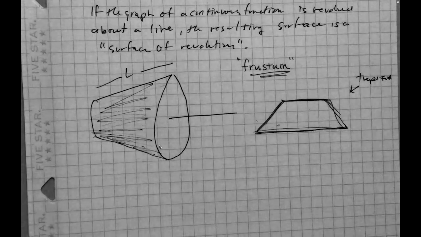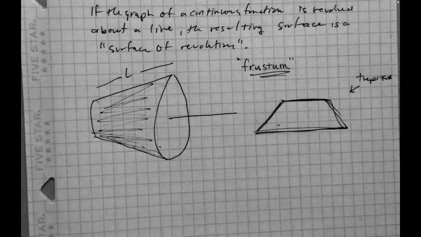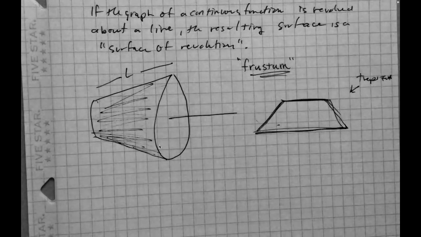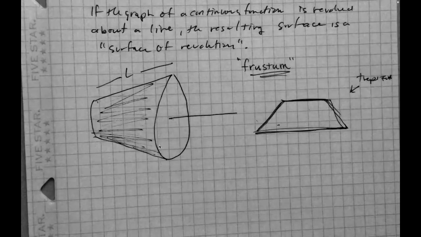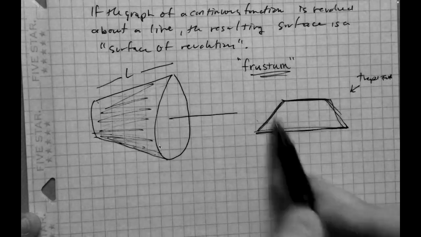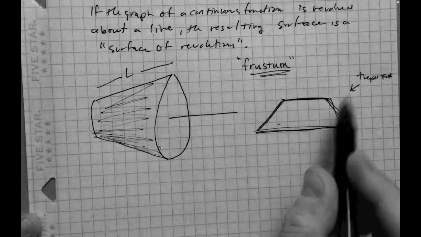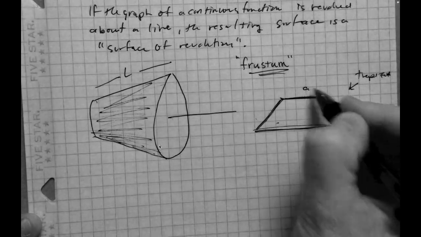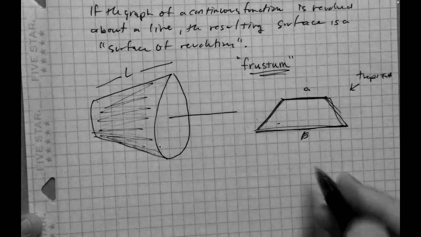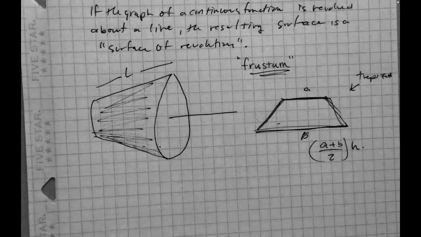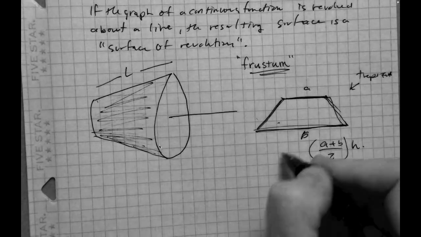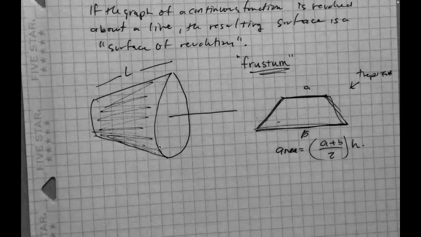And we know how to find the area of a trapezoid, and that is what our integral technique for finding surface area in general is going to be based on. So the area of this trapezoid is this length A plus this length B, divided by 2. You add those two together, and then you multiply by the height. And that's the area of the trapezoid.